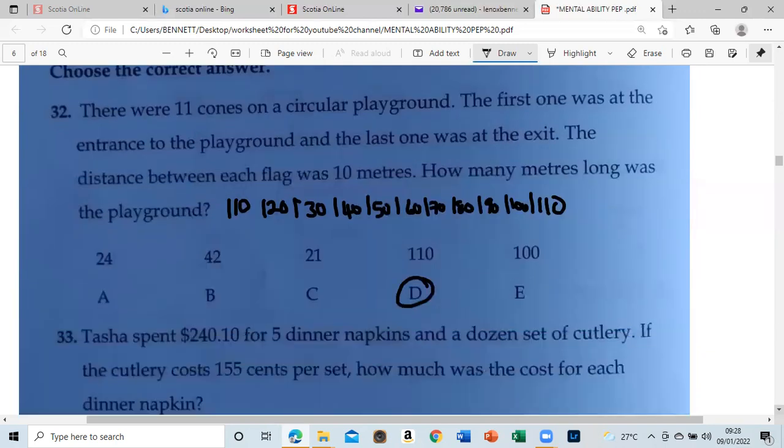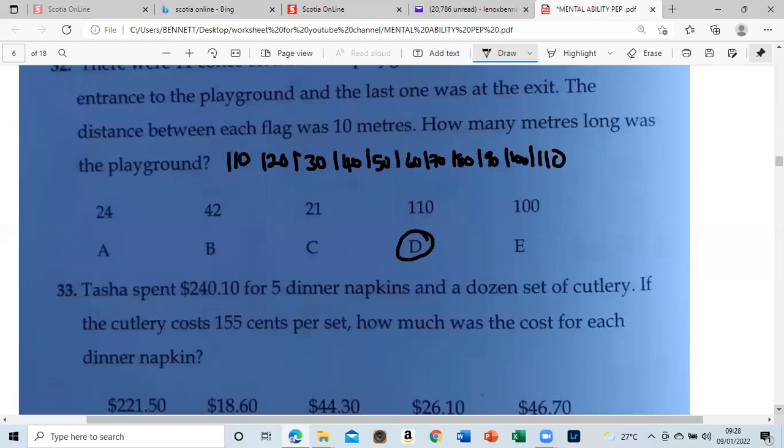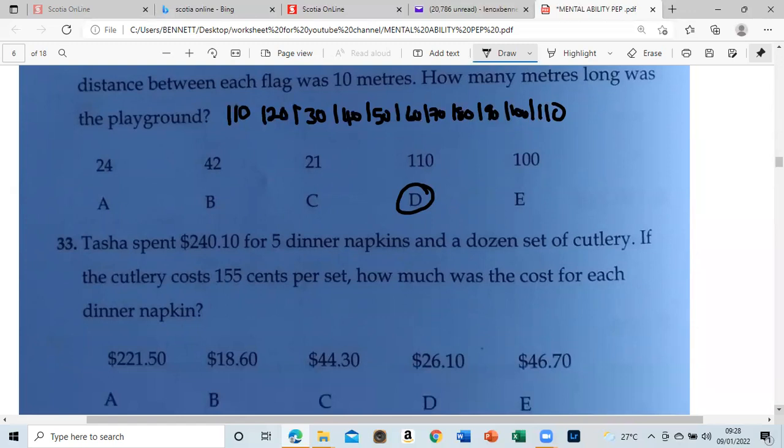Tasha spent $240 for 5 dinner napkins and a dozen set of cutlery. If the cutlery cost 155 cents per set, how much was the cost for each dinner napkin? All right, so 155 cents is actually $1 and 55 cents, right? This one can be a little bit tricky.